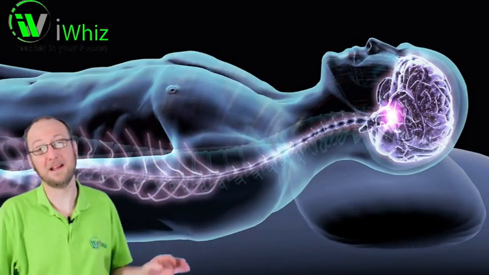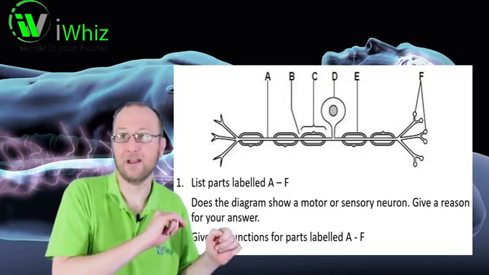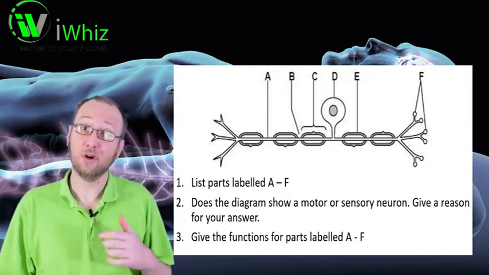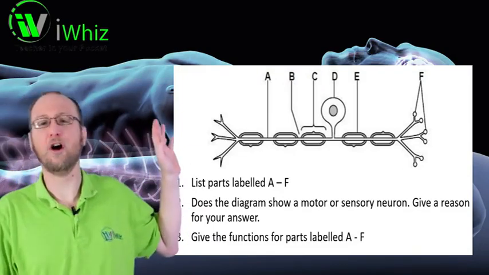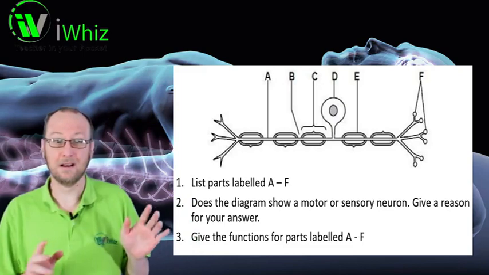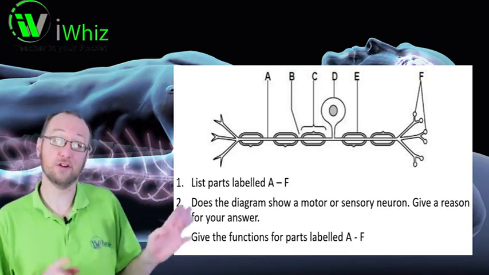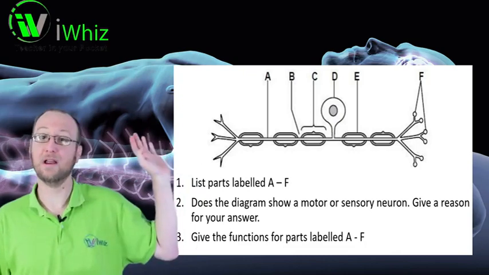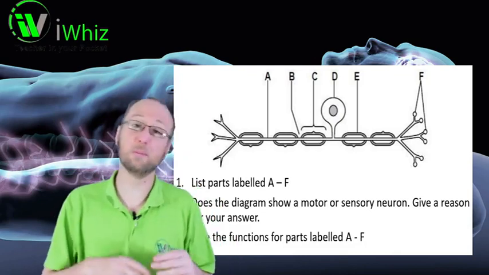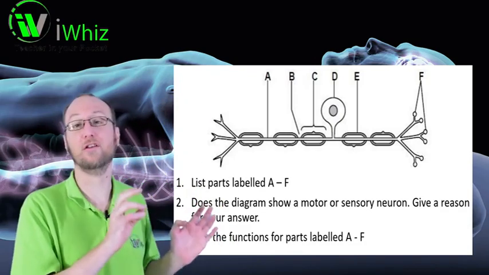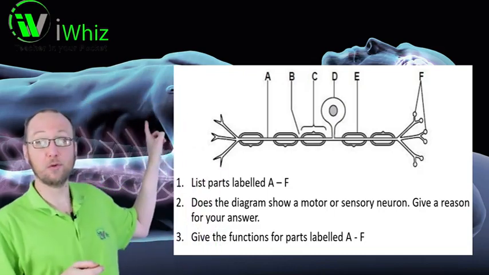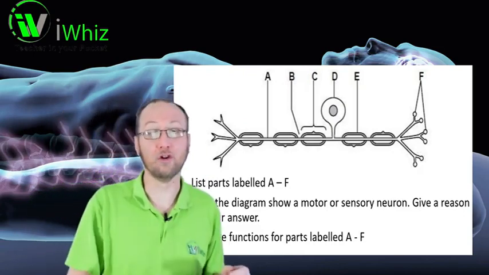Okay, so now we have been given a diagram of a neuron. We haven't been told what kind of neuron this is, and we've got all the parts of the neuron here labeled A to F. Now the first question says, list parts labeled A to F. So what we've got to do is we have a look at all A, B, C, D, E, and F, and we have to name those parts. We have to give the proper name for those parts of the neuron. So let's start off with A. A is pointing at the central part that runs through this neuron.